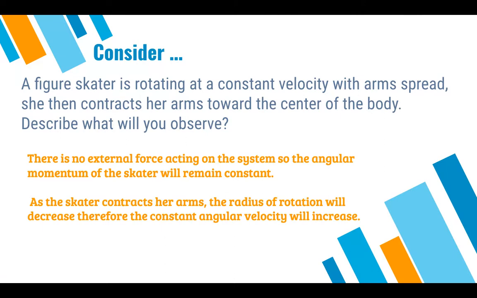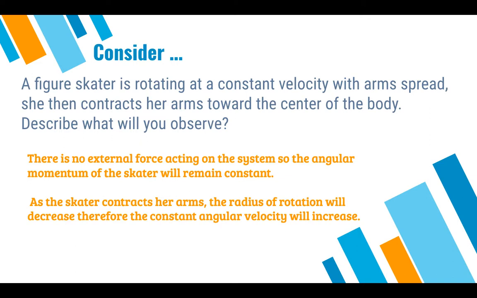If her arms contract, the radius of rotation is going to decrease. If the radius of rotation decreases, the angular velocity must increase in order for the product of the moment of inertia and omega to be constant. So she will reach some constant angular velocity that's greater than her initial angular velocity because the radius of rotation decreases.